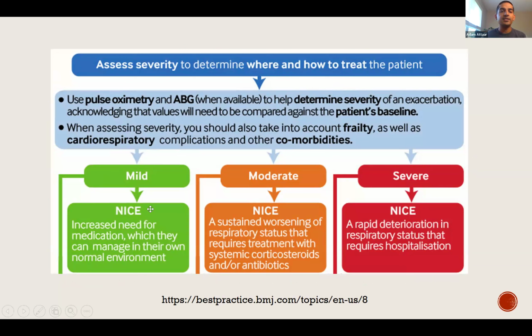Per the NICE guidelines, a mild exacerbation will be defined as one that can be treated in the home setting without new medications. They may just need to use an increase in their short-acting bronchodilators. A moderate exacerbation is categorized as one where they do need new medications. They may need steroids and antibiotics, but most of these patients can still be treated in the outpatient setting. Whereas a severe exacerbation is one where there's rapid deterioration in the respiratory status and necessarily requires the patient to be hospitalized.